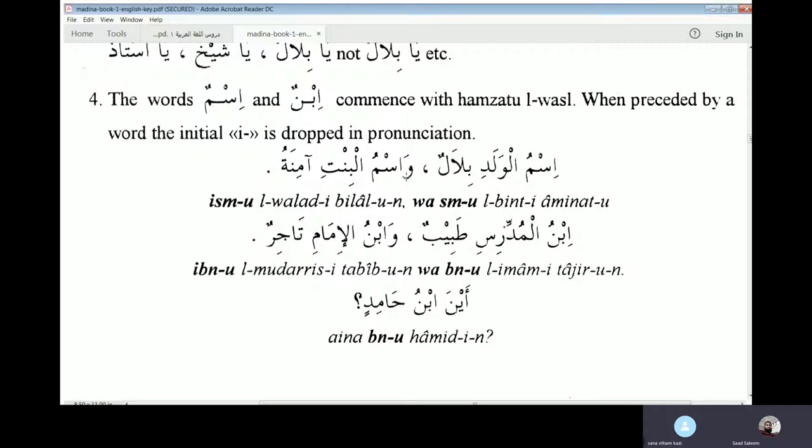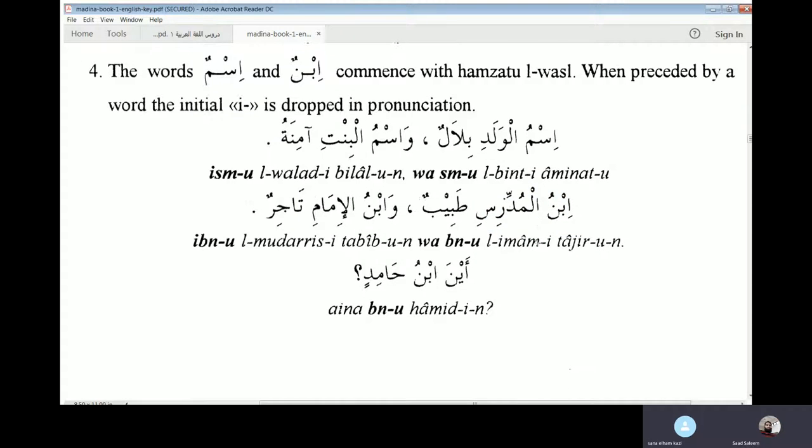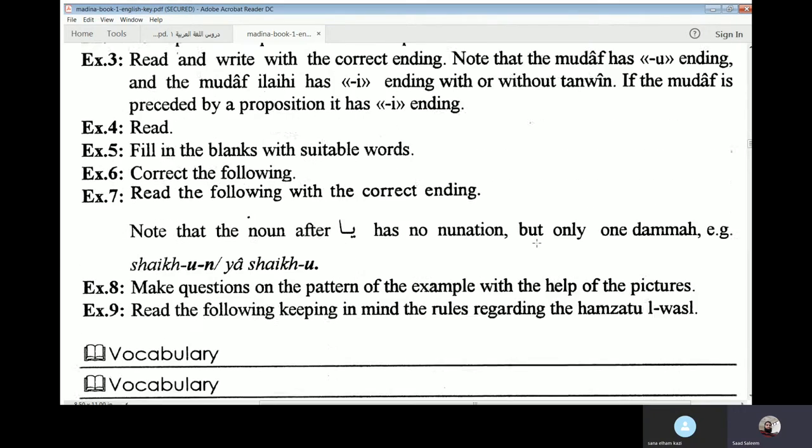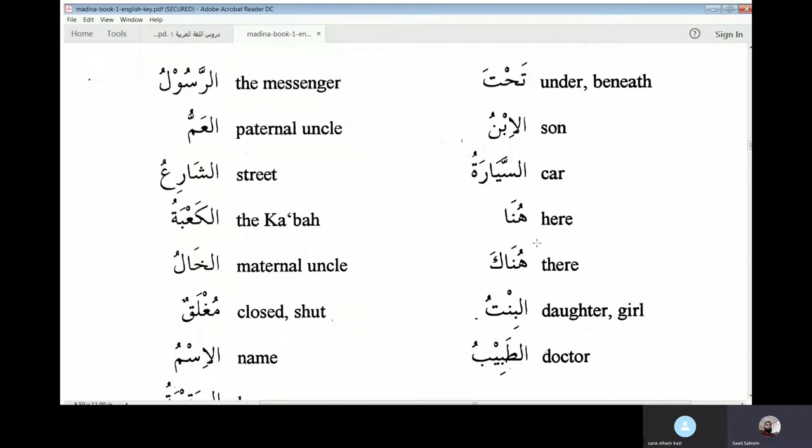Okay, understood. Hamzatul wasl also means connecting. So Hamzatul wasl connects the waw with seen and sacrifices itself. I was asking what is muzaf and what is muzaf ilayhi in this sentence. The teacher is the possessor, which is al-mudarrisi, the mudaf ilayhi, whereas the son, ibn, is the mudaf. Good. Now we have vocabulary.